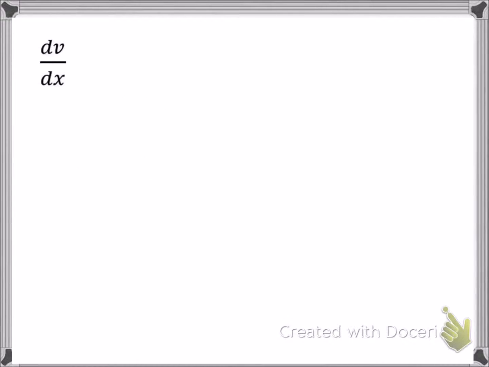Now dv by dx, what did we say v was? We said v was equal to sine x. Now you should be able to differentiate this straight up using your trigonometric identities for differentiation. dv by dx, sine just goes to cos. There's nothing inside the bracket, so sine x just differentiates to give cos x. So we've done dv by dx.